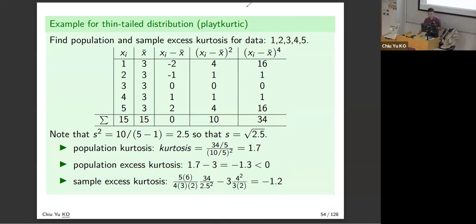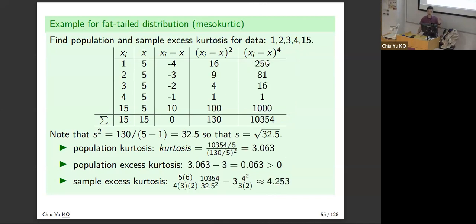Let me contrast it with another example. In this one, 1, 2, 3, 4, 15. You can imagine the tail is very fat, right? You can see the population version is not too large. It's slightly more than 0, right? But in fact, if you do the sample version, which is what you will do in Excel, it will give you a much larger number. It's 4. So it's super large. Okay?